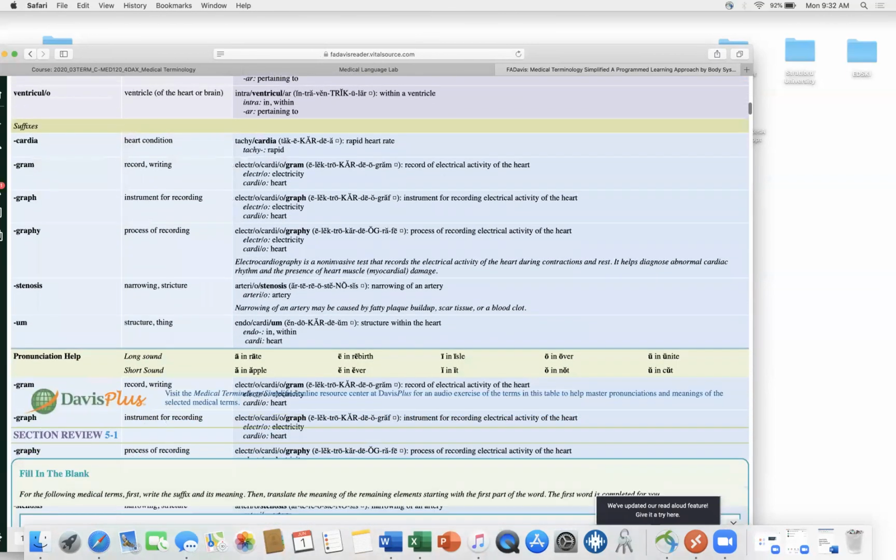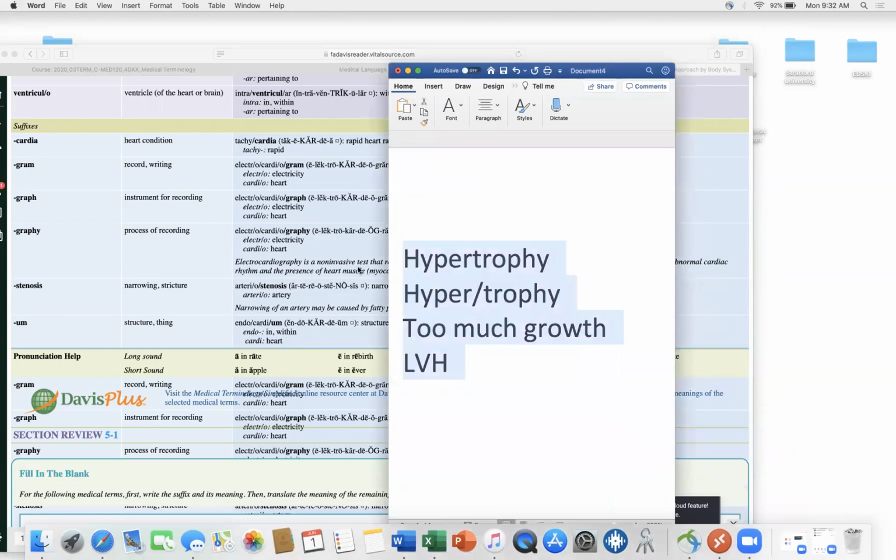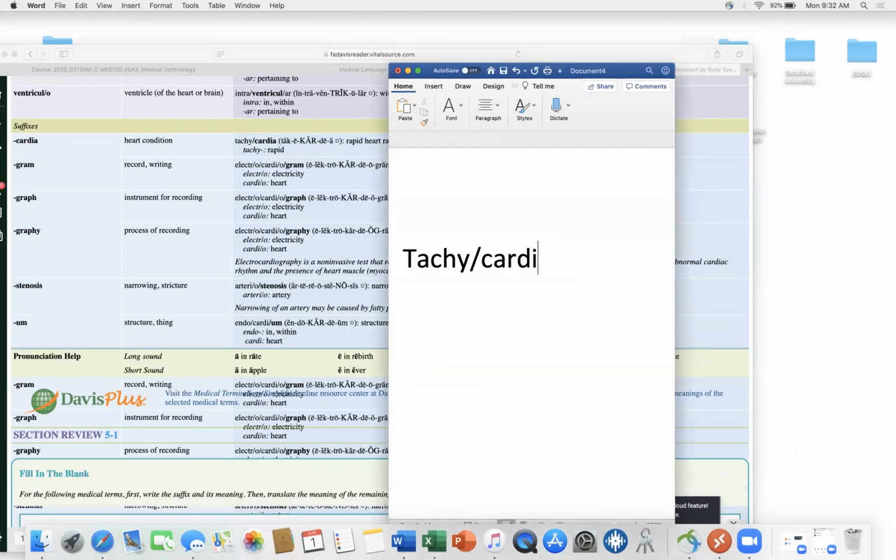Ventricles, we already talked about that. Tachycardia, bradycardia. Okay, now we're doing the suffixes. So cardia means pertaining to the heart. But when we talk about cardia, especially with the word tachy and brady in front of it, ia is state or condition of the heart. Tachy means fast. And brady, if I put bradycardia, state or condition of slow heart.